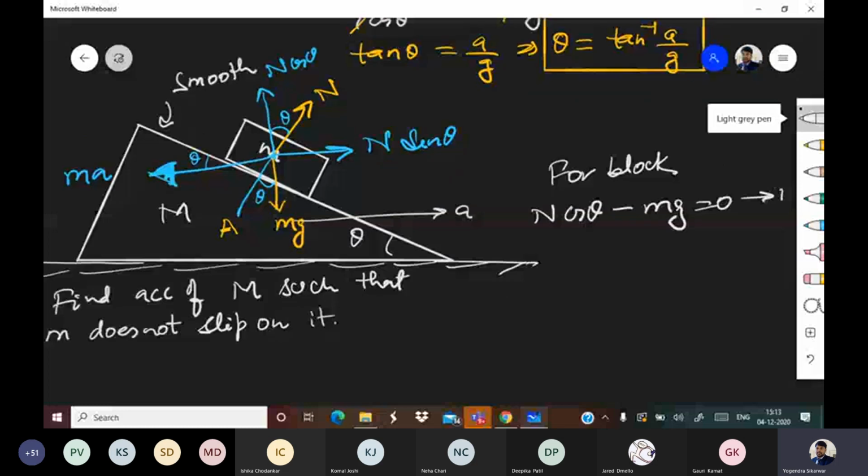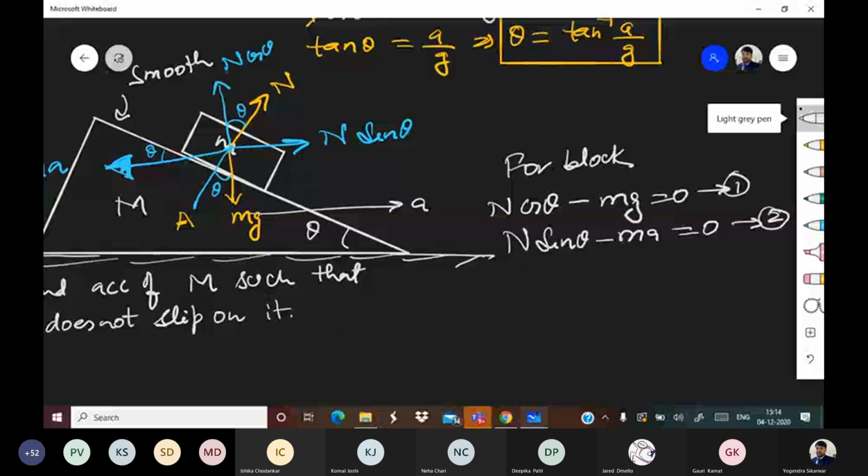Okay, now the next thing is along horizontal. What you can see is N sin theta minus ma is equal to 0, because here ma is a force, and that is equation number 2.